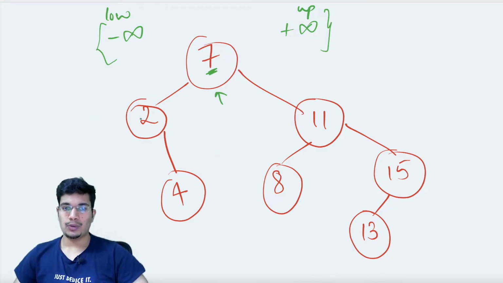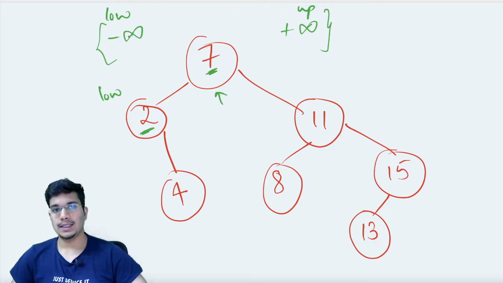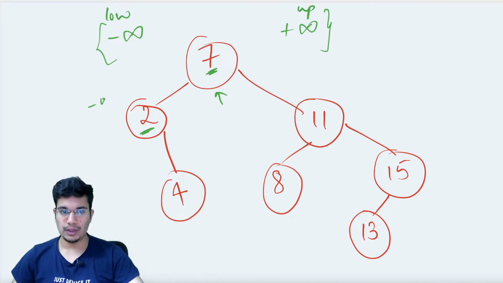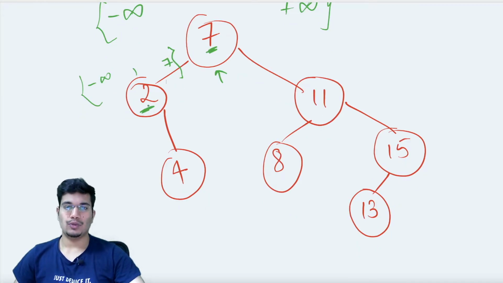When I'm going towards my left, for that left child my lower value will always remain the same because it can still have values in this range, but its upper value is going to be bounded by my root because it's to the left of my root, so it cannot be more than the root value. So my low value will be minus infinity for node 2, and the up value will now be 7. So node 2 needs to lie in between this range, minus infinity to 7.